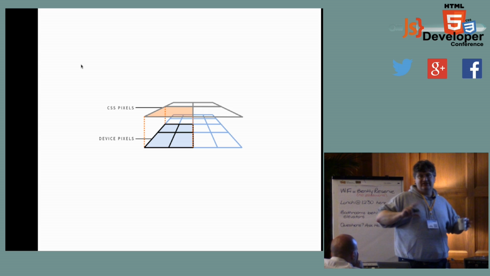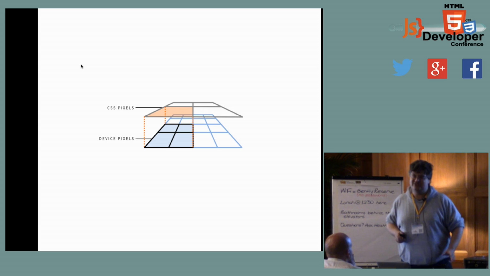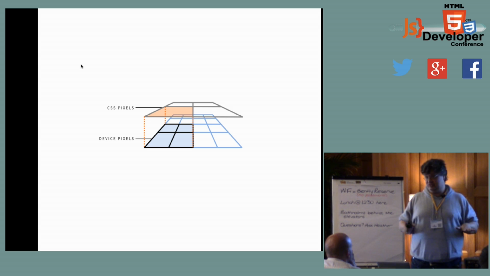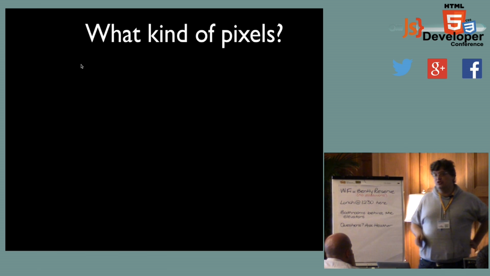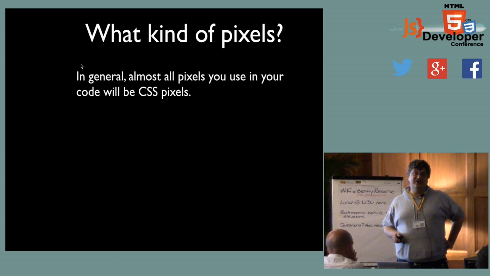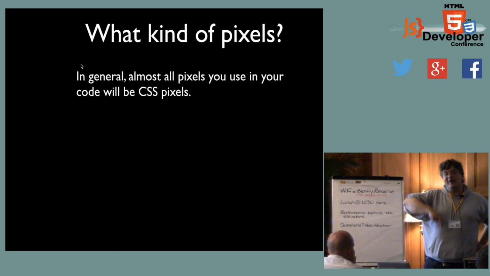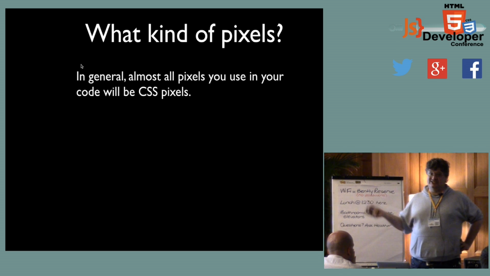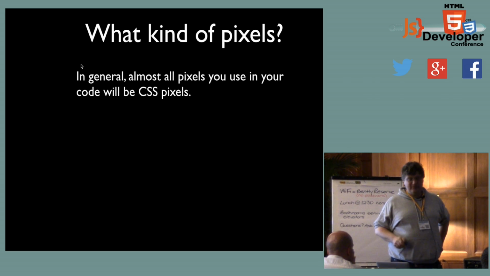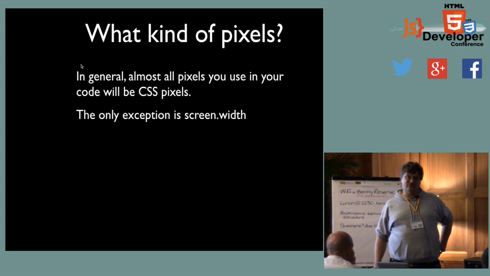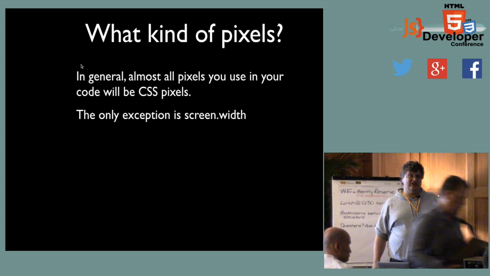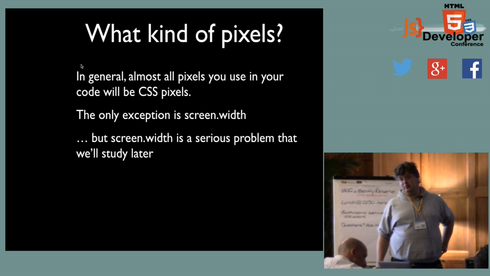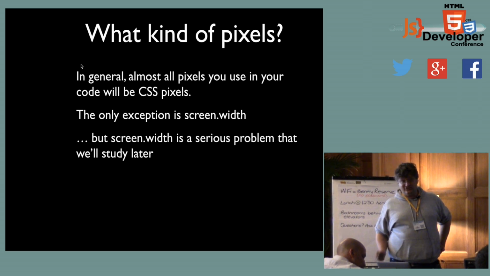So here, I hope you understand the difference between CSS and device pixels now. Again, it's not really difficult. Intuitively, you are already doing it right. Because what kind of pixels do you normally use? Almost always you are using CSS pixels. Not only in CSS, but also in JavaScript. For instance, if you query the offset width of an element, you get that width in CSS pixels. There's only one single exception to that, and that's screen.width and screen.height. Screen.width and screen.height are a very serious problem, and they are the worst browser incompatibility problem we're going to encounter during this entire session. I'll talk more about them later.